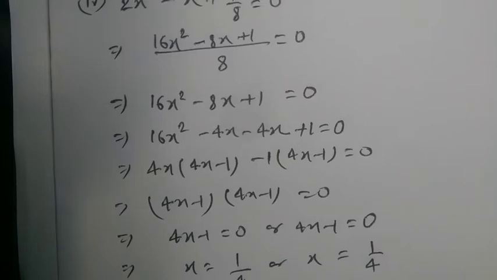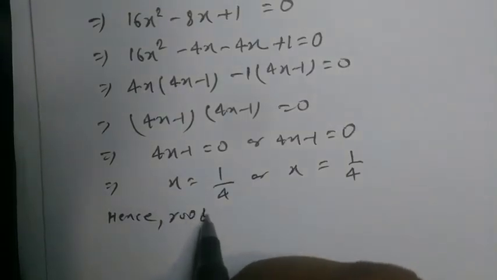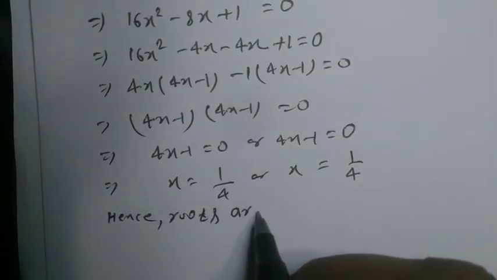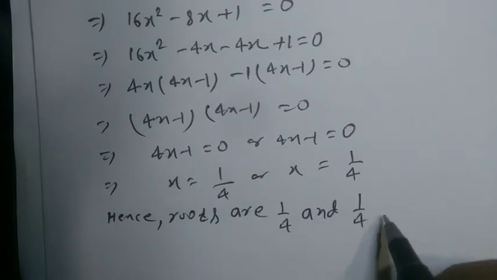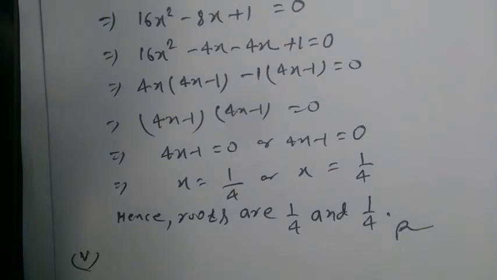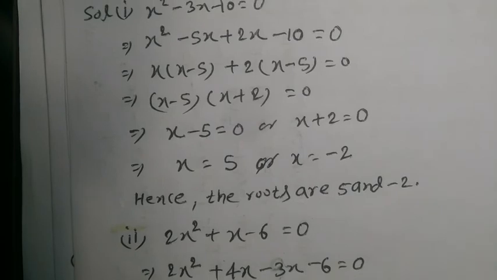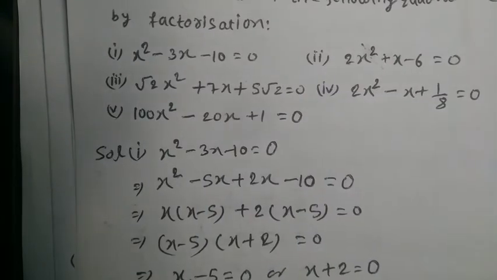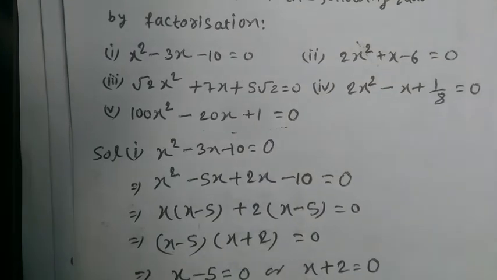Hence, the roots are 1 by 4 and 1 by 4. Answer. Now question number 5 is 100x square minus 20x plus 1 is equal to 0.